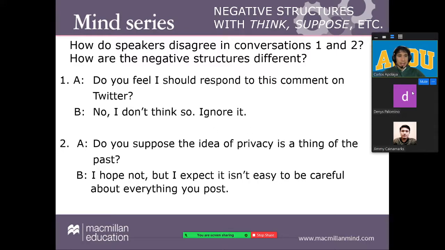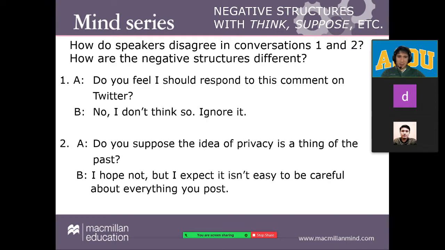Okay, Denise and Jimmy, the first sentence. Do the speakers agree? What do you think? No. No, right? How do you know that? Because he said, I don't think so. Okay, and the second sentence? I don't get it. I hope not. He said, espero que no. I hope not.